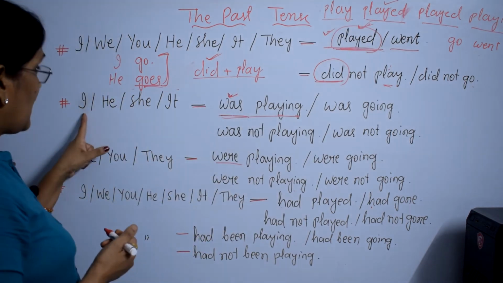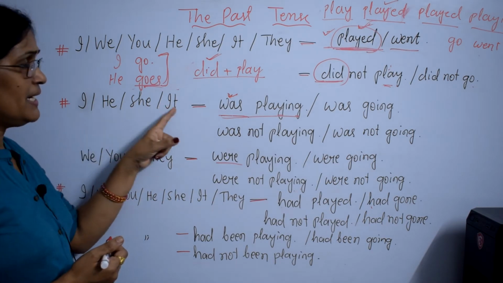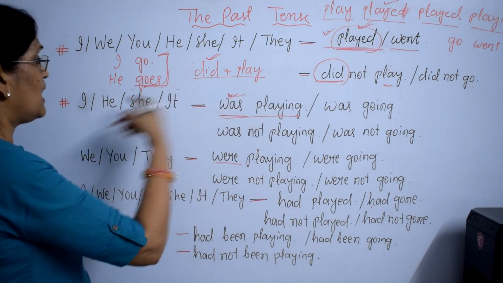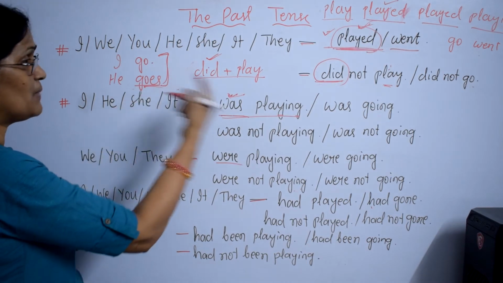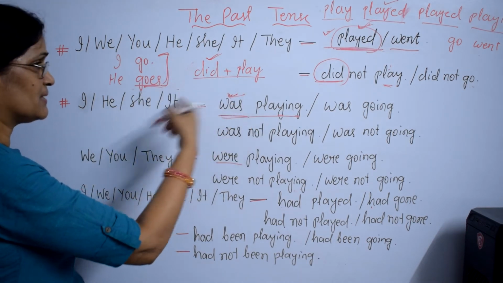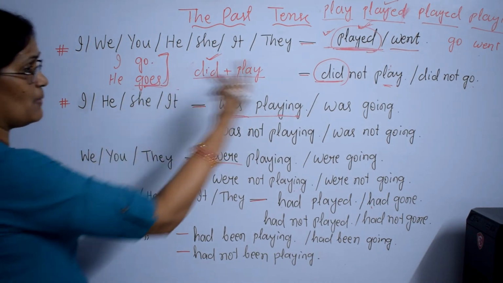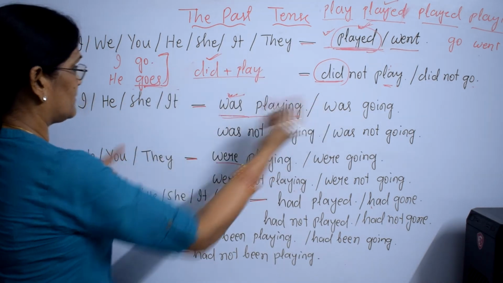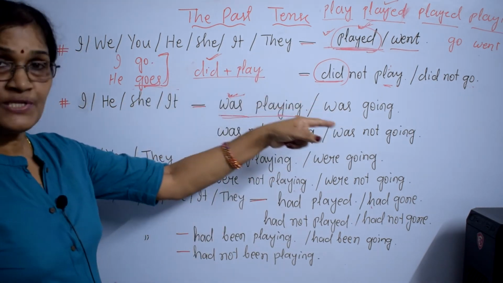With subject I, he, she, it, we use was. I was playing. He was playing. She was playing. It was playing. I was going. He was going. She was going. It was going.